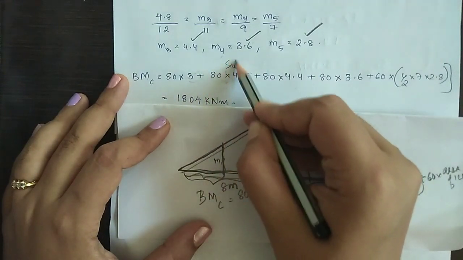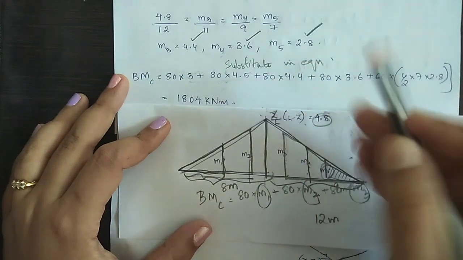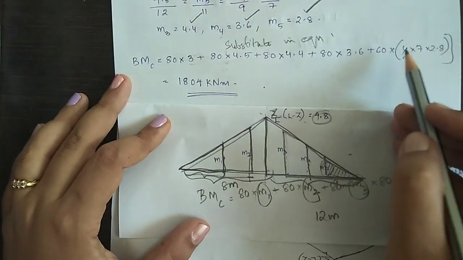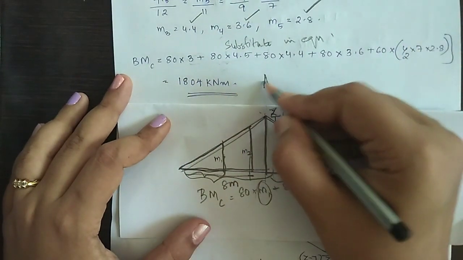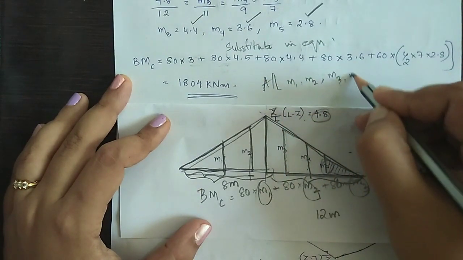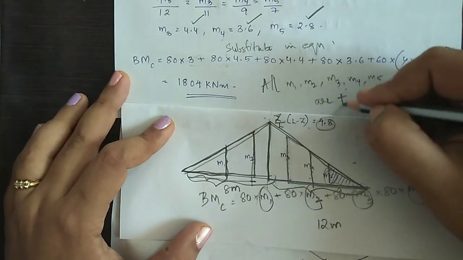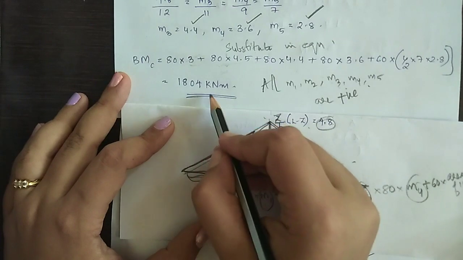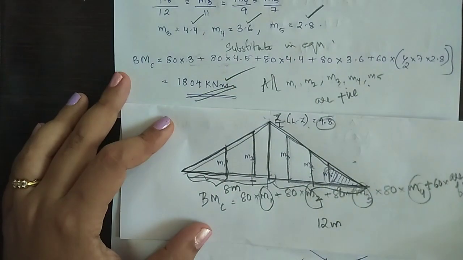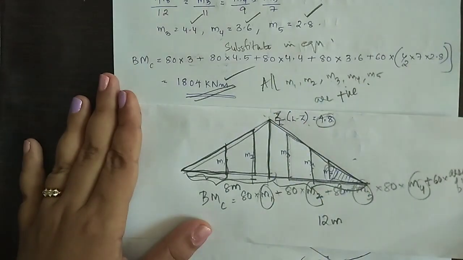Substituting in the equation framed for bending moment with all the M1, M2, M3, M4 and M5 as positive, we get the value of bending moment at section as 1804 kilonewton meter. And we are done with the question.